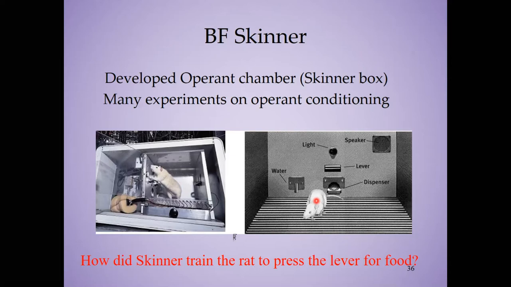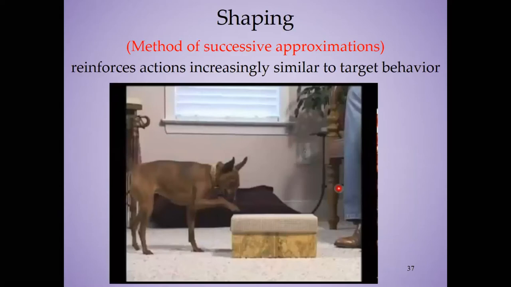Take it out, put it back in. It will bump into that lever and click it sooner. Eventually, with more experience, the rat goes directly to the lever and actually presses the lever to produce the food reinforcement. So that's the basic thing. Now, this is also known as the method of successive approximations.